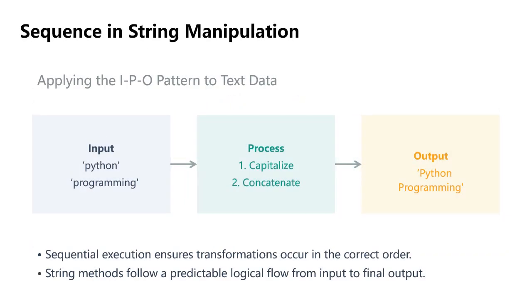So let's see how sequential execution applies to text data, what we call strings. The logic remains the same. The order of operations determines the final result. In this example, our input consists of two raw strings, Python and programming, both in lowercase. Now look at the processing stage. We have two distinct steps. First, we must capitalize the first letter of each string. Second, we concatenate or join them together with a space in between.